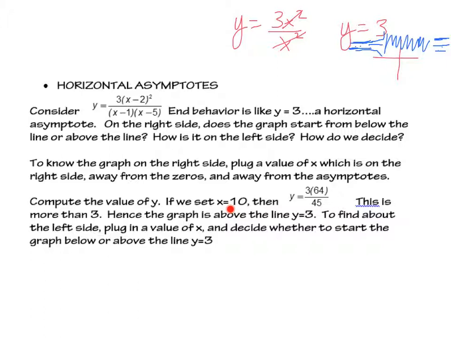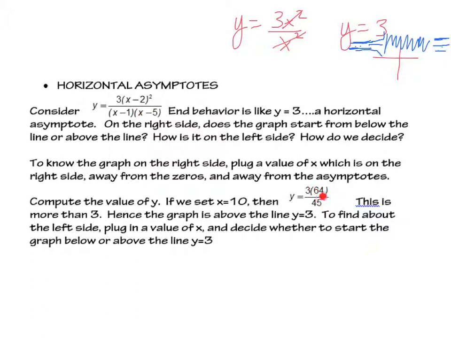We're going to usually use 10, and then we're going to do negative 10 on the left side. If you plug 10 in for x, what do you get back for y? So here's what we got. We put in our 3. 10 minus 2 is 8, and 8 squared is 64. So we got this. Then you put in a 10 here. That's 9 times 5. That's 45.